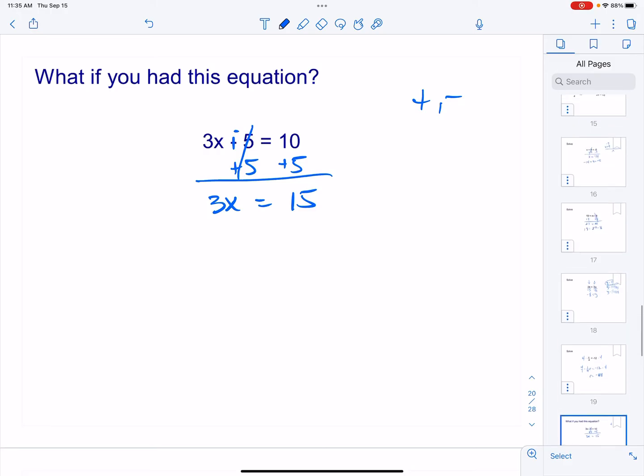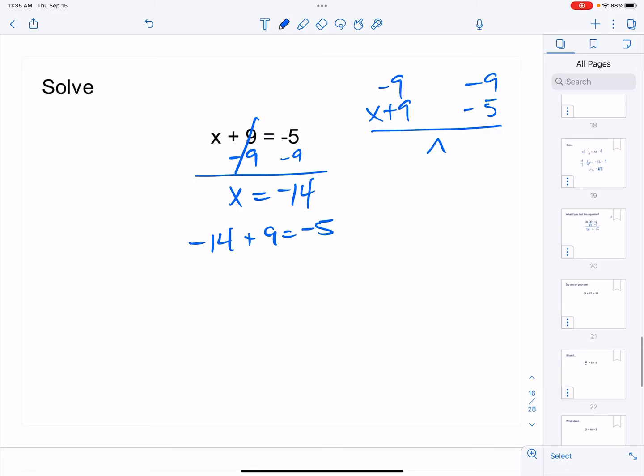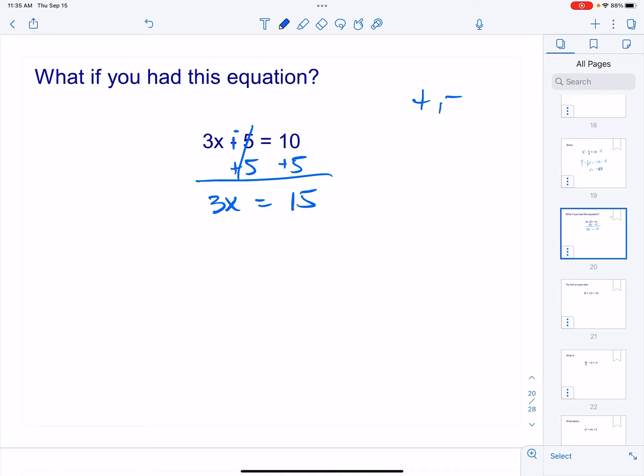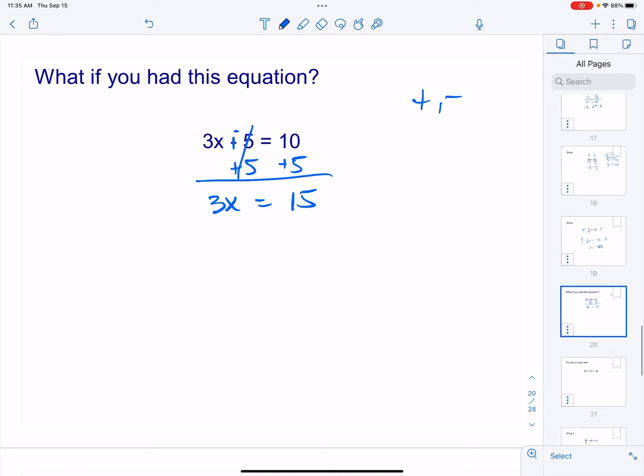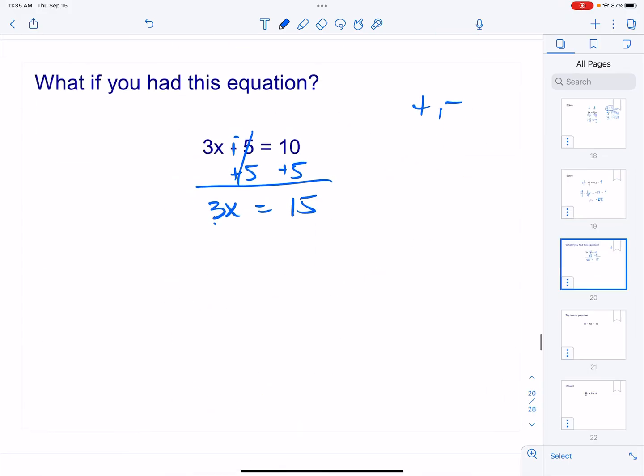So we just did what we had to do on this step right here. How do I get rid of an add? I do a subtract. That's all we've got to do. Okay, so now I've got to get rid of a multiply. So how do I get rid of a multiply? I do a divide. Okay, so I'm going to do a divide by 3.